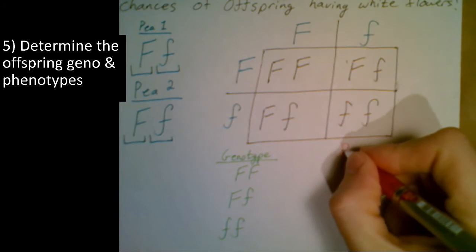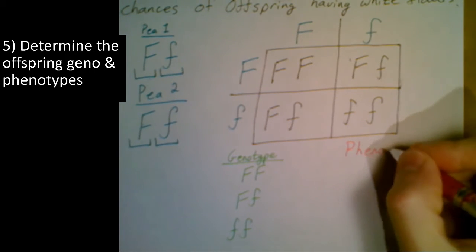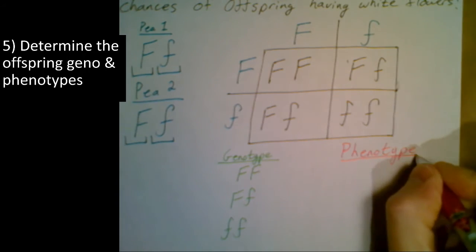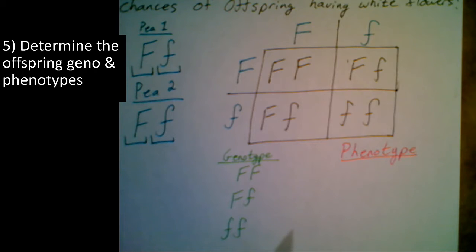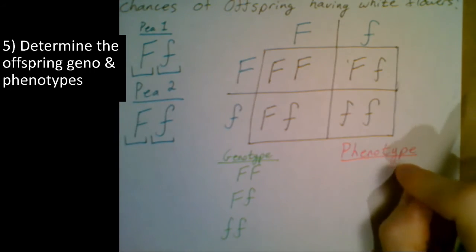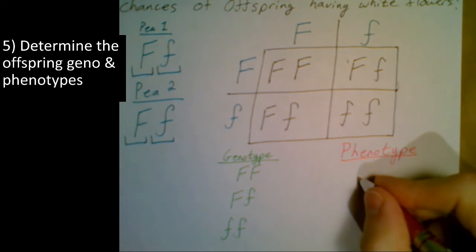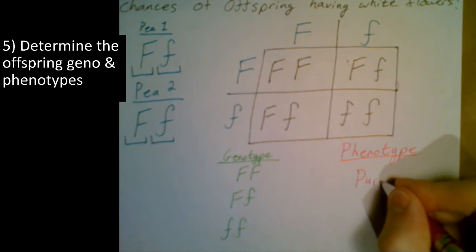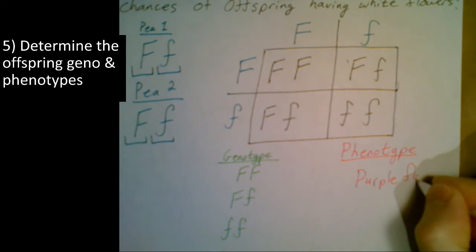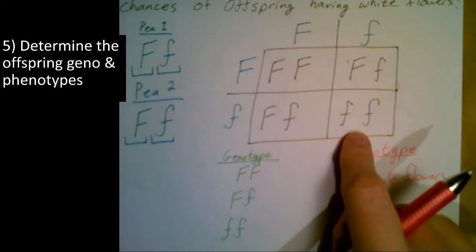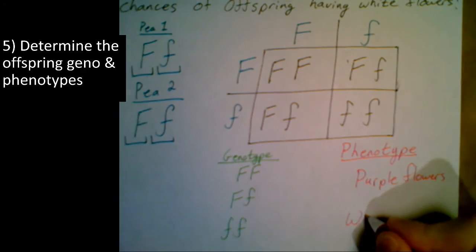The other thing we need to think about is, what are the phenotypes? Remember, phenotype is the actual physical type, the traits that the organism is actually going to show. In this case, the trait we're talking about is flower color. And there are 2 possibilities that they could get. They could get the dominant trait. If you get the dominant trait, you're going to have purple flowers. If you get the recessive trait, you're going to have white flowers.